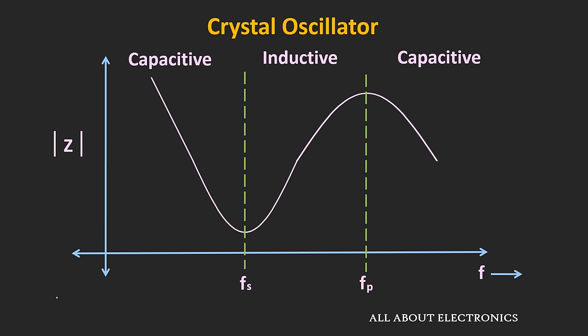So as you can see from the graph, at the series resonant frequency, the impedance offered by the crystal will be minimum, while at the parallel resonant frequency, the impedance will be maximum. And if you observe over here, between this series and the parallel resonant frequency, the impedance of this crystal will be inductive. While if you go above or below this series and the parallel resonant frequency, it will be capacitive.